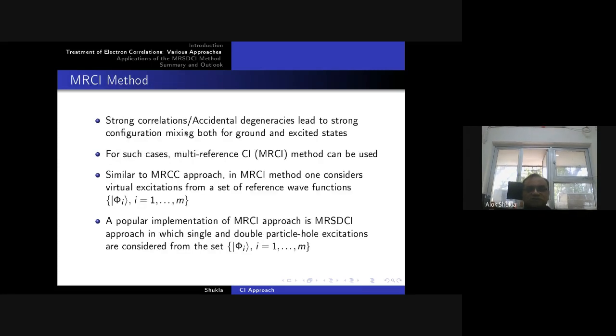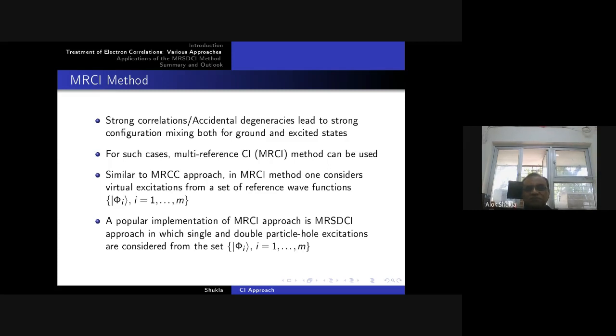Then let us go beyond singles. The CI which I have discussed so far used a single configuration, phi naught, as a vacuum. But again, we can have a situation where, due to stronger correlations or accidental degeneracies, and sometimes the nature of excited states is such that you need to have two configurations that are totally degenerate.